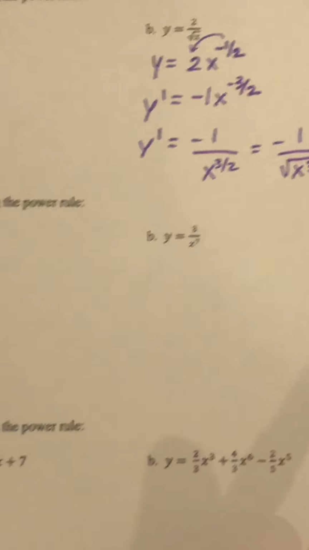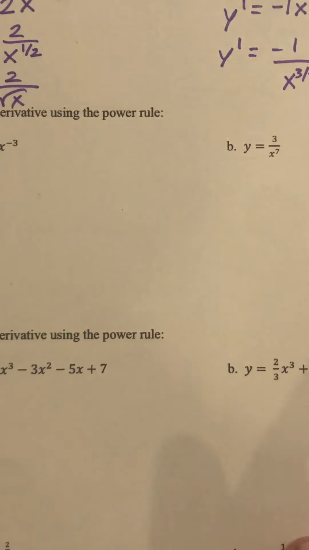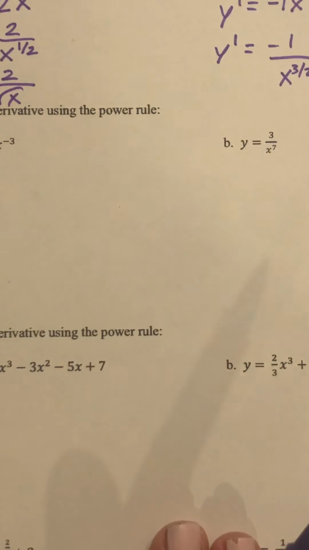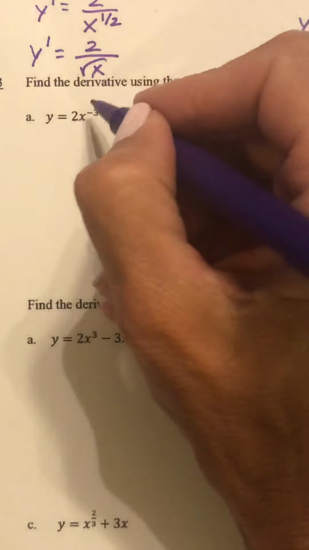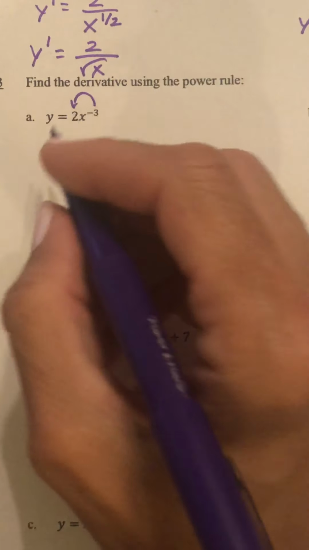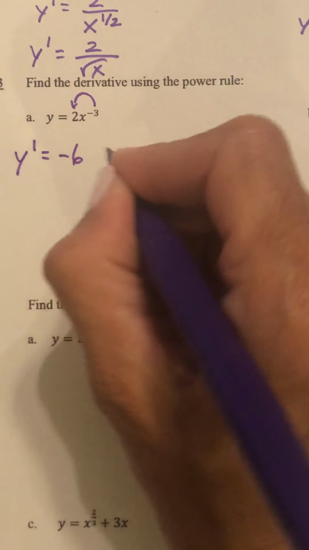All right, so let's try some other ones. These actually aren't too bad. Example 3A and B. All right, what do we got here? Actually, example 3A is pretty straightforward. You want to drop that power in front. It's a -3. You do multiply by 2, so you're going to get a -6.